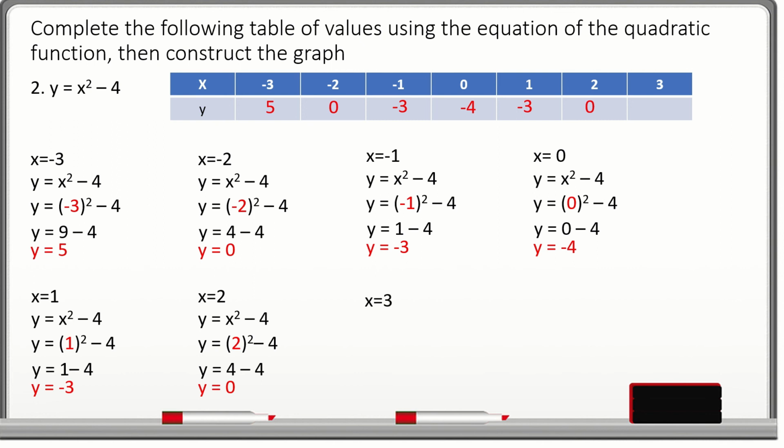And the last number is x is equal to 3. Y is equal to x squared minus 4. We have y is equal to 3 squared minus 4 and y is equal to 9 minus 4 and y is equal to positive 5. So we already completed the table of values. Next is we're going to construct the graph of the quadratic function.